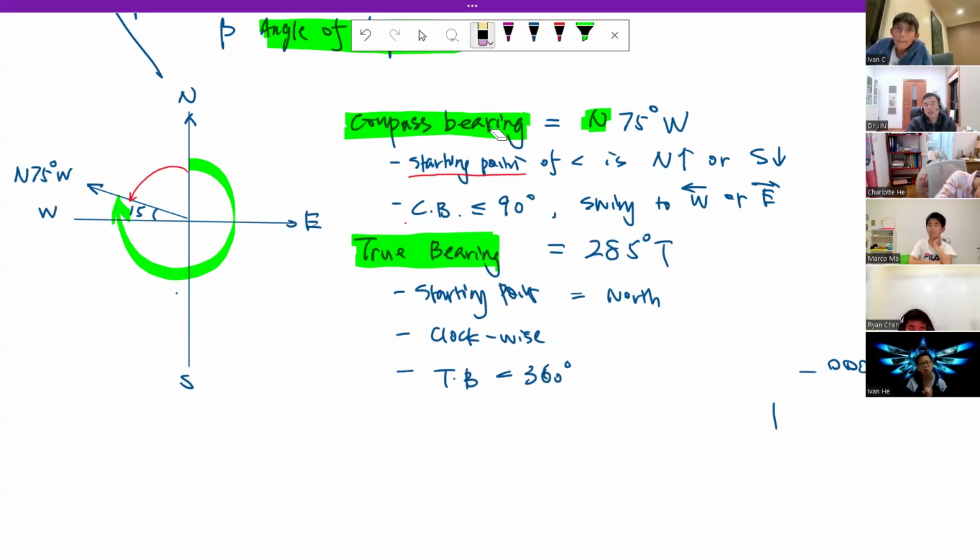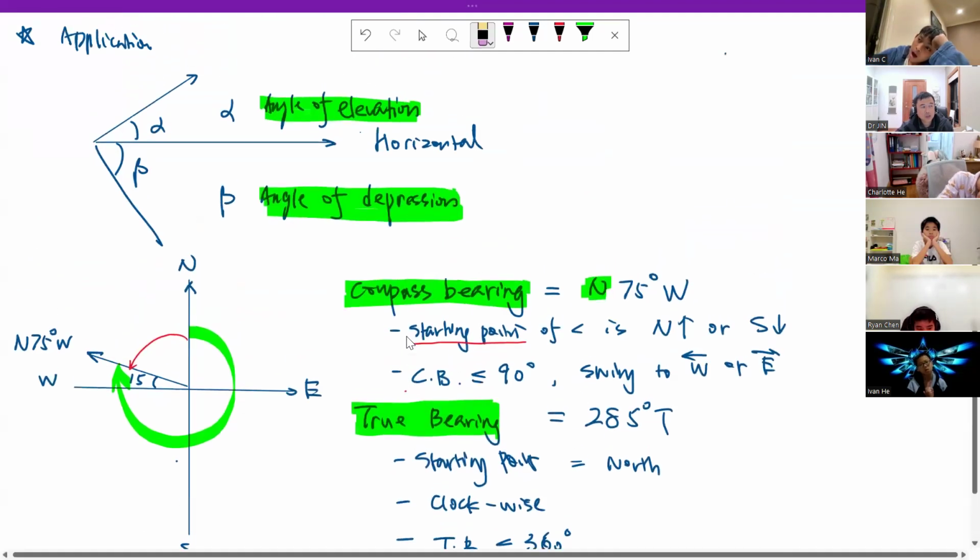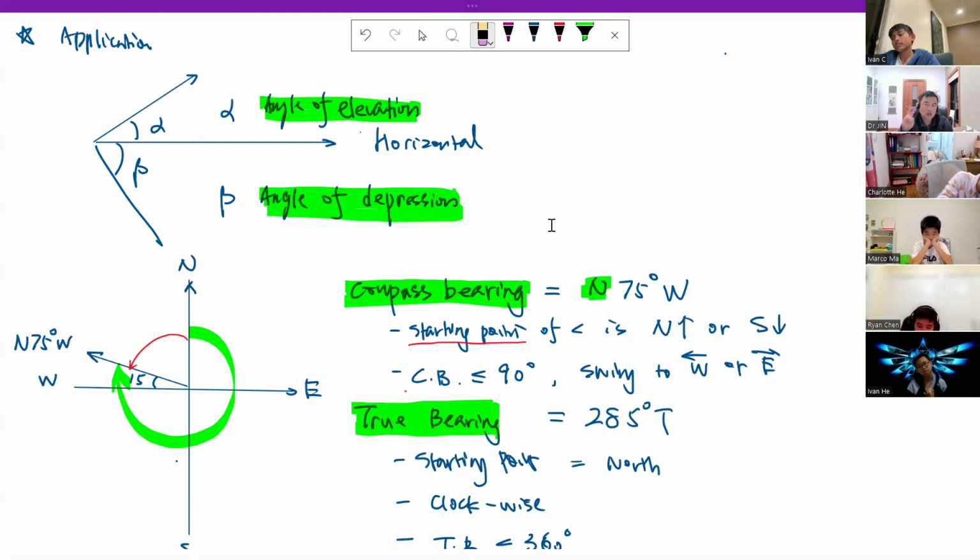Okay, so I think that closes out the concept of the four things. Just a recap: for very simple angle application, trigonometry application, you will talk about angle of elevation, angle of depression, and there are two bearings. Compass bearing makes more sense to everyone, and true bearing is the difficult one. But that's where the exam is focused, on true bearing, because that's where you're confused, so that's where you need to prepare.